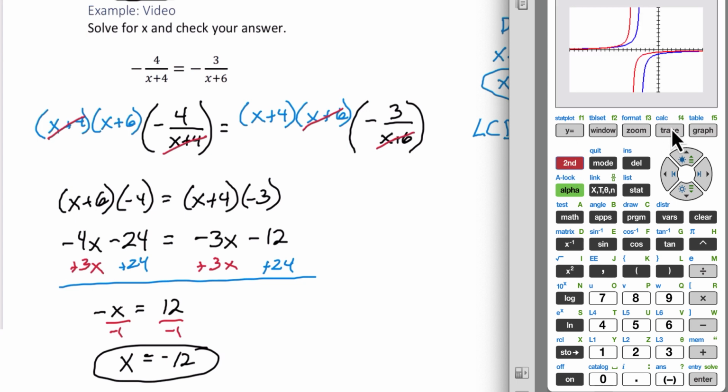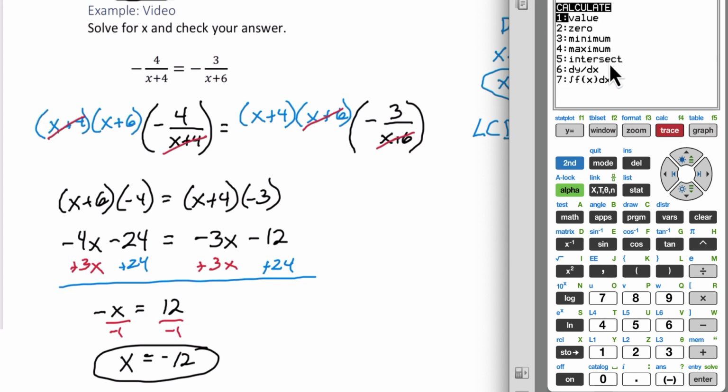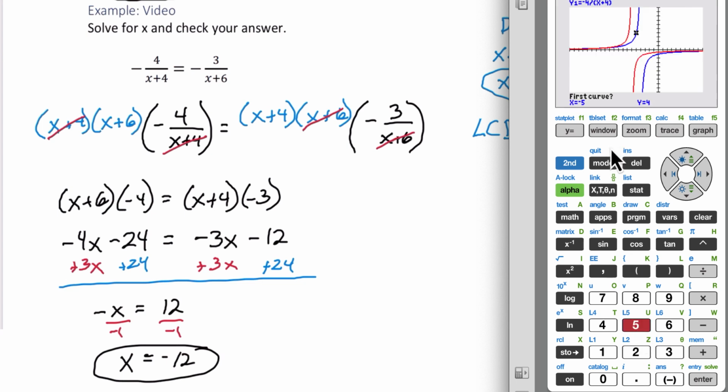And now second trace will take us to the calculate option. We want number 5. First curve, we'll scroll that cursor over to around negative 12, hit enter. It's going to automatically jump to the second curve, hit enter, enter, and we get the coordinate of intersection, negative 12, 1/2. And the x value is what we're looking for. Negative 12 confirms our answer is good.